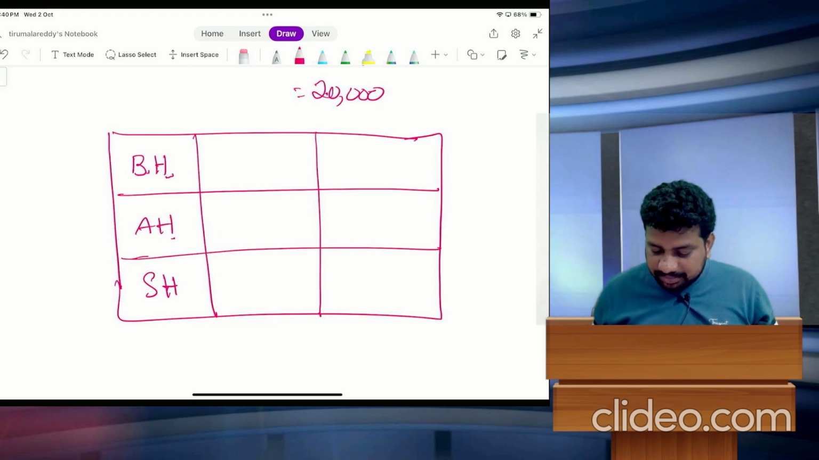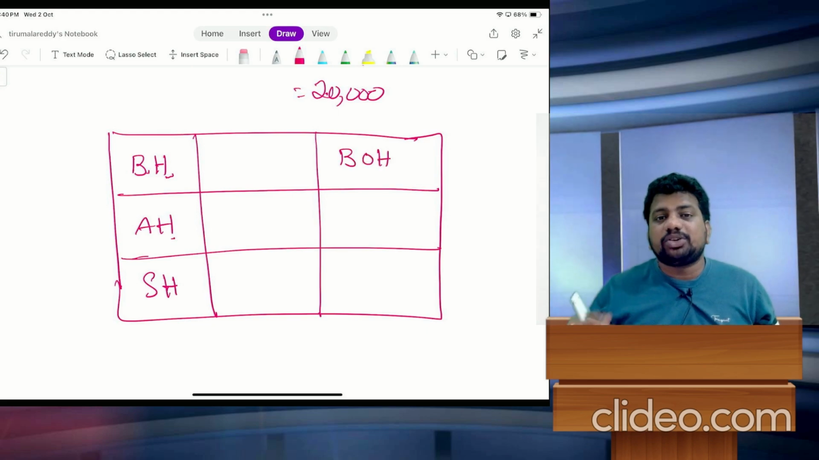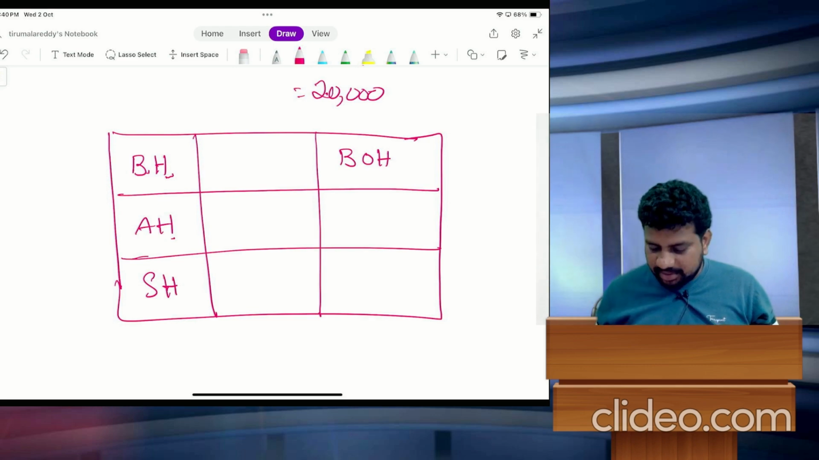Here I will go with total budgeted overheads. What are my total budgeted overheads? Here I will go with the total actual overheads. Here I will go with the recovered overheads.